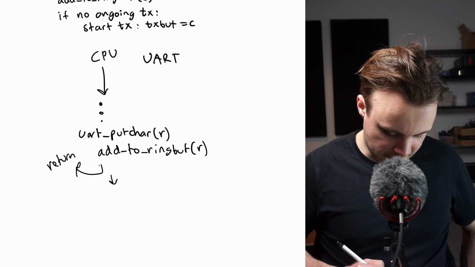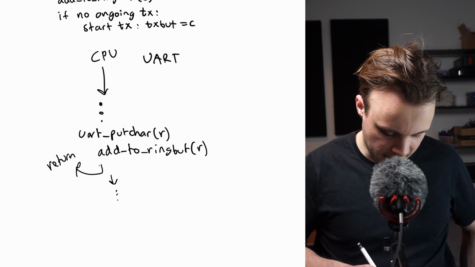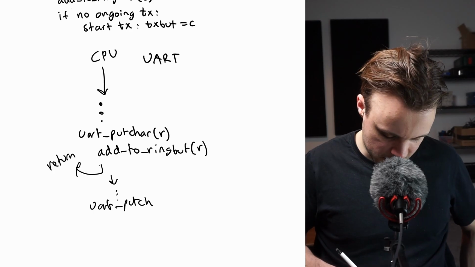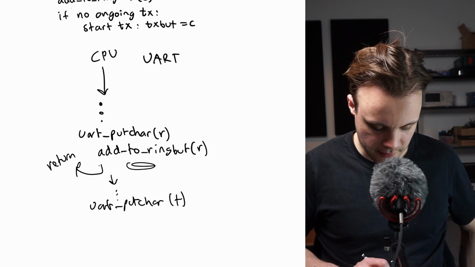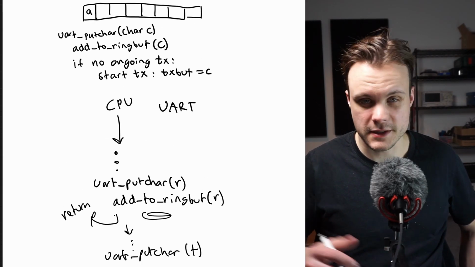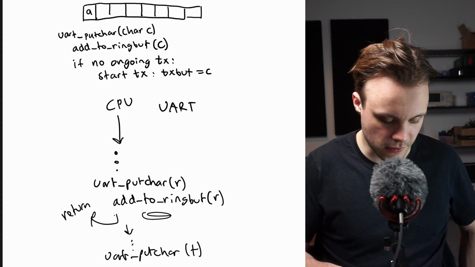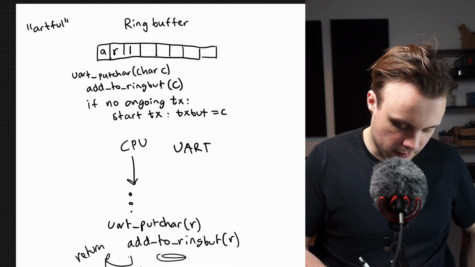And if the CPU is fast enough, it may execute the next UART put char. So that's going to be T. And then it's going to do the same thing as here. It's going to add a character to the ring buffer, but it's not going to start the transmission because there is already a transmission ongoing. So then we have RT.